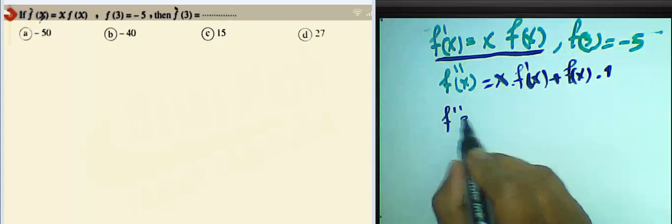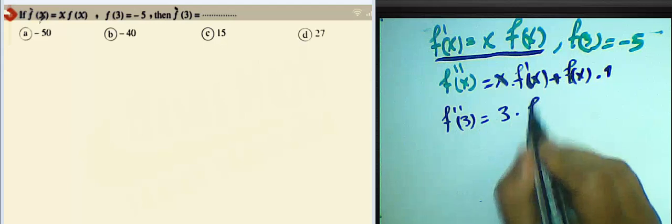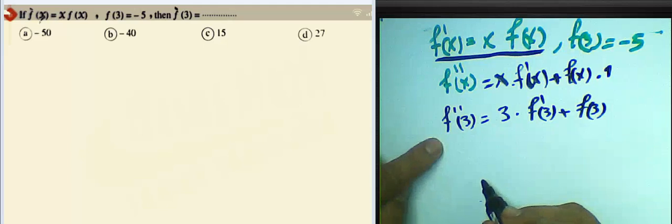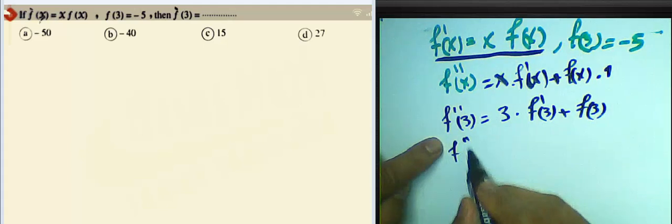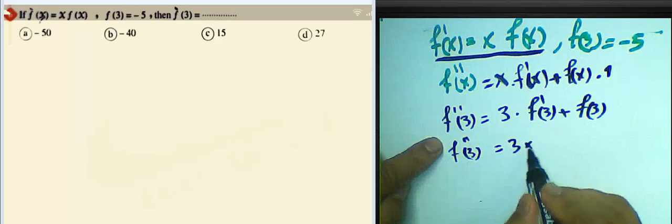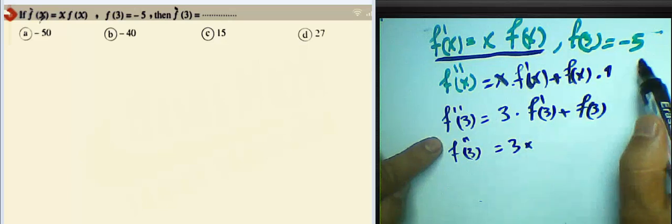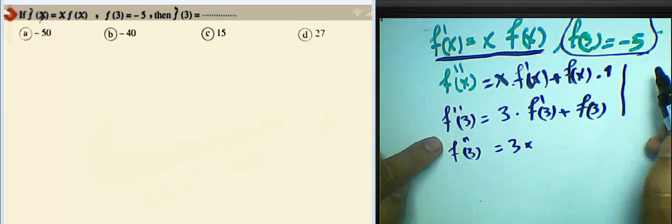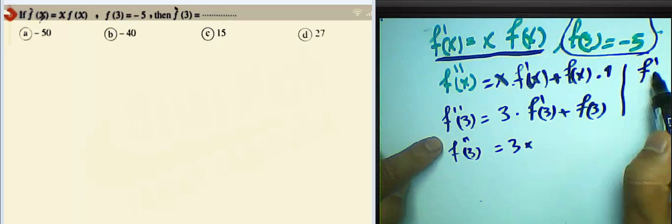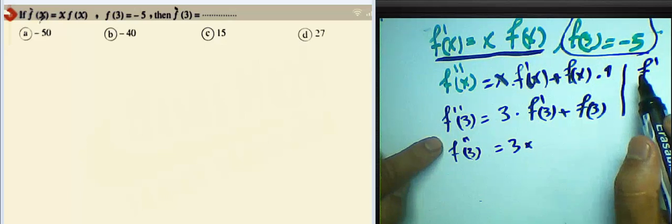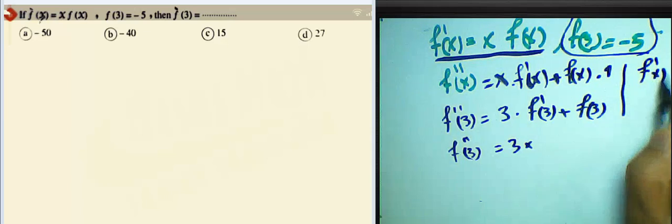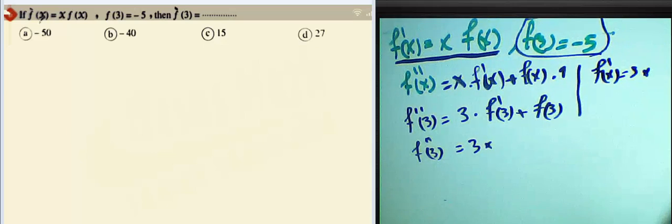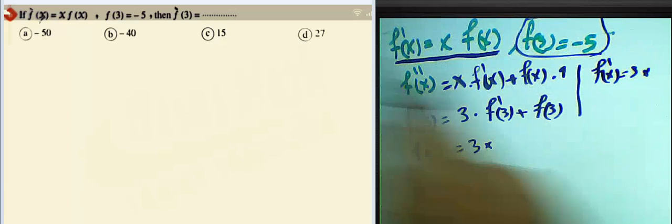Then f double dash of 3 equals 3 multiplied by f dash of 3, plus f of 3. We know f dash of x equals x times f of x, so what is f dash of 3? My students, we want to find f dash of 3.